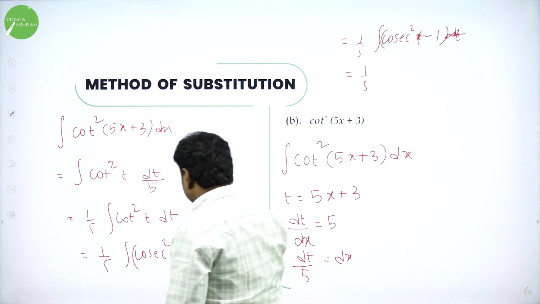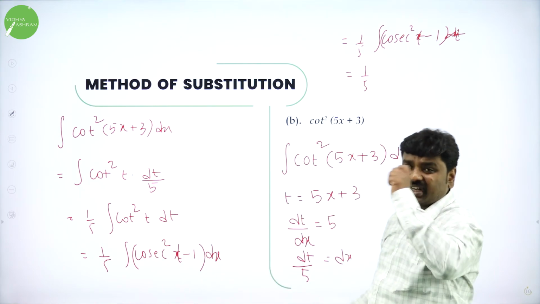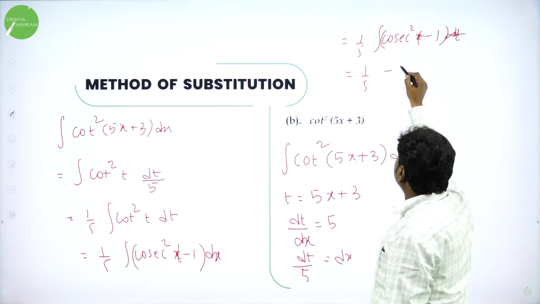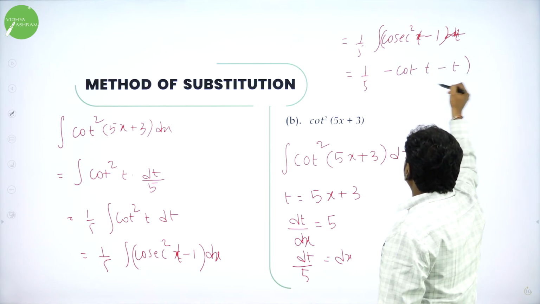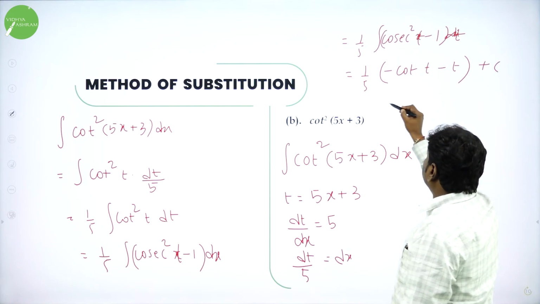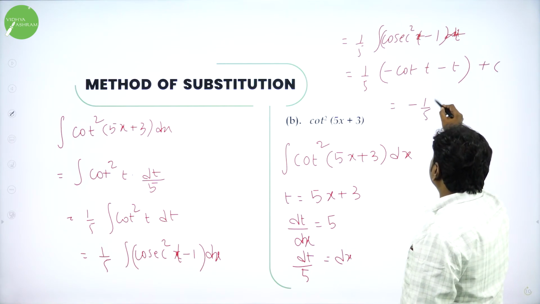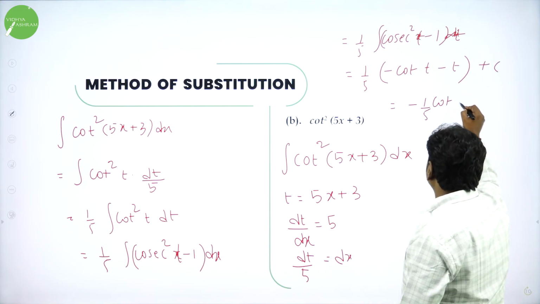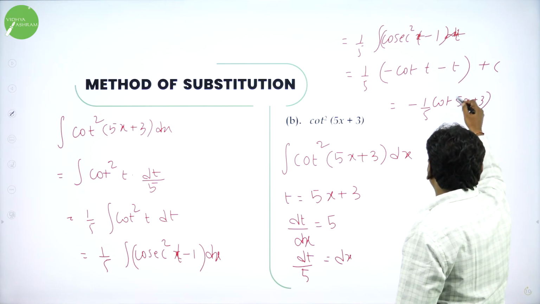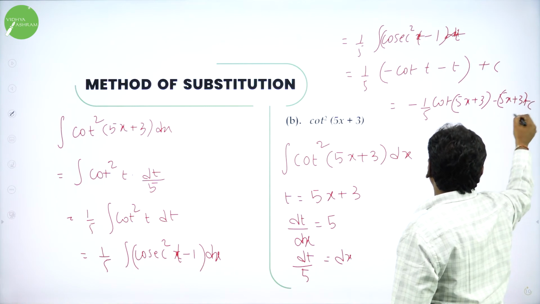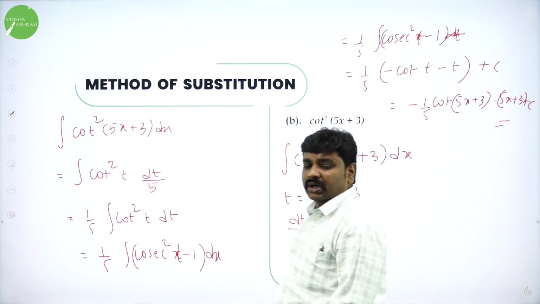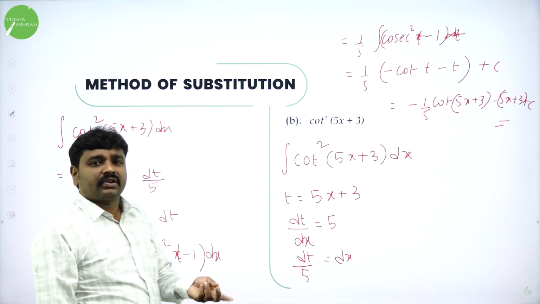Cot square t can be written as cosecant square t minus 1. Integration of cosecant square t is minus cot t. Integration of 1 is t plus c. So substitute, it will become minus 1 by 5 cot t minus t plus c. What is t? t is 5x plus 3. So minus 1 by 5 cot of (5x plus 3) minus (5x plus 3) plus c. That's it. Cot square or tan square, you have to convert it.